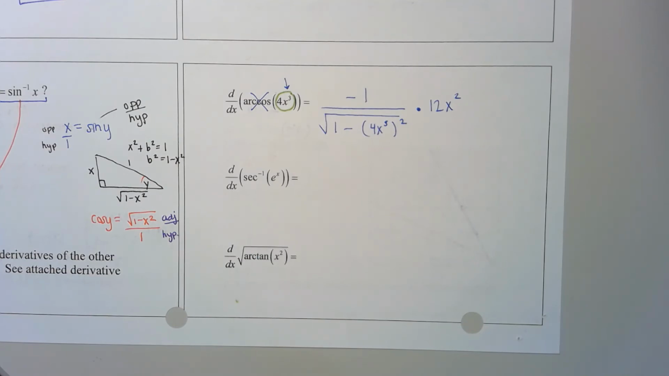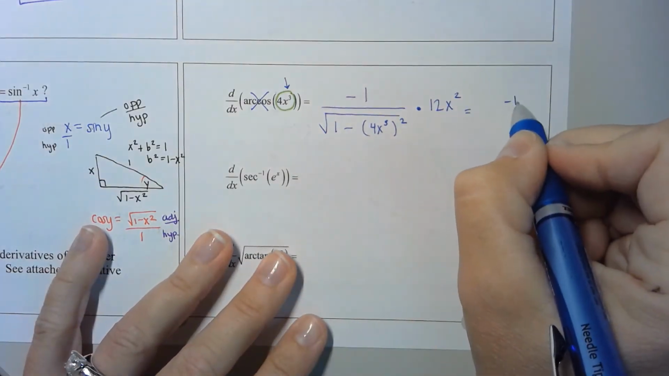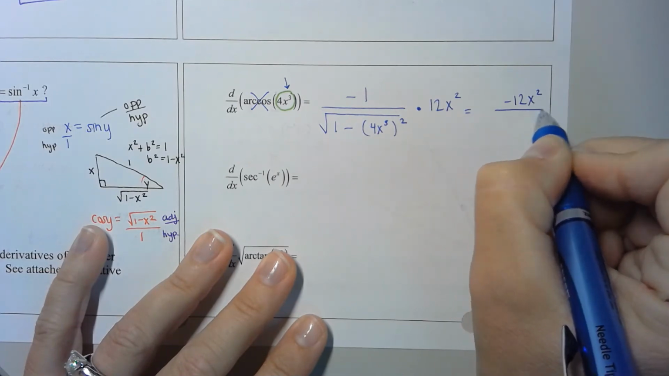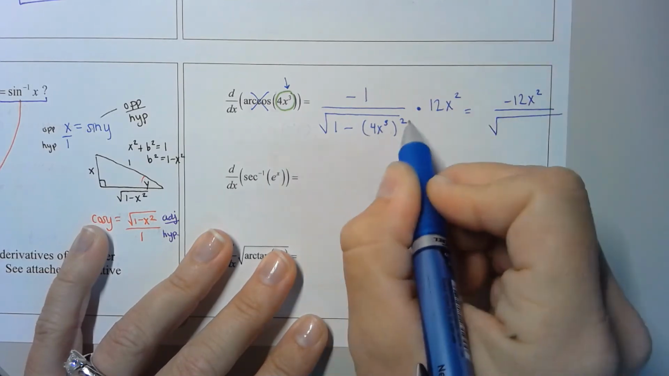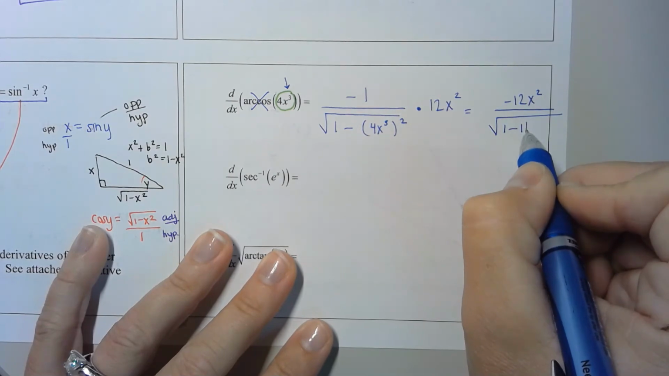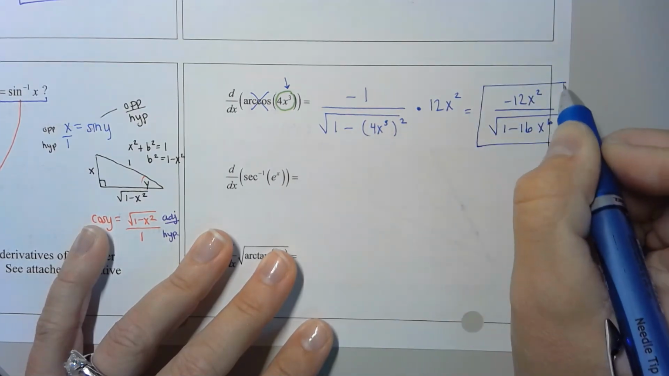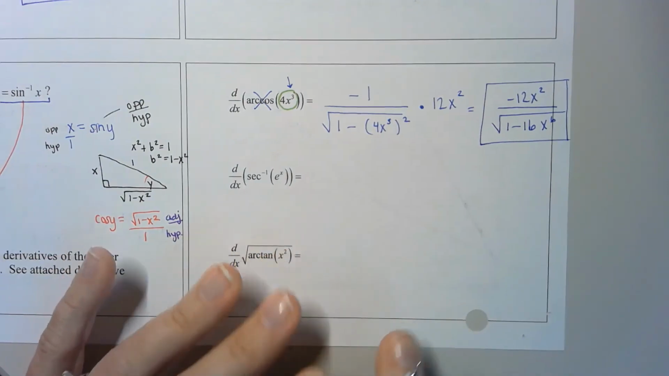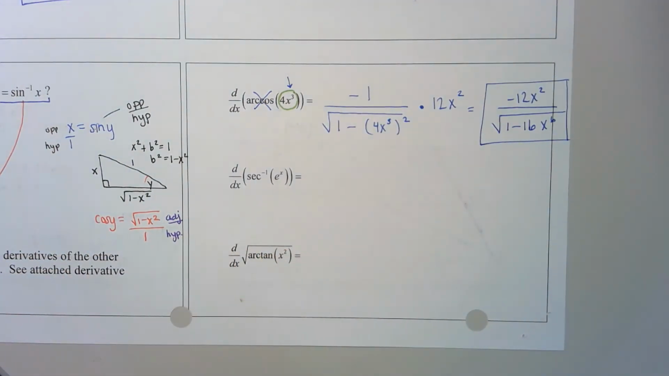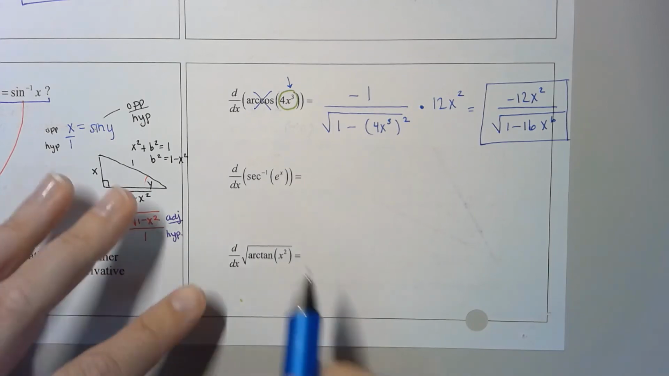Lovely. Could I simplify that? I guess you could put the negative 12x squared on top, and on the bottom you could square that to get 1 minus 16x to the 6th. So if you really are looking to simplify, that's not too bad. Okay. Good. Let's take a look at the next one.